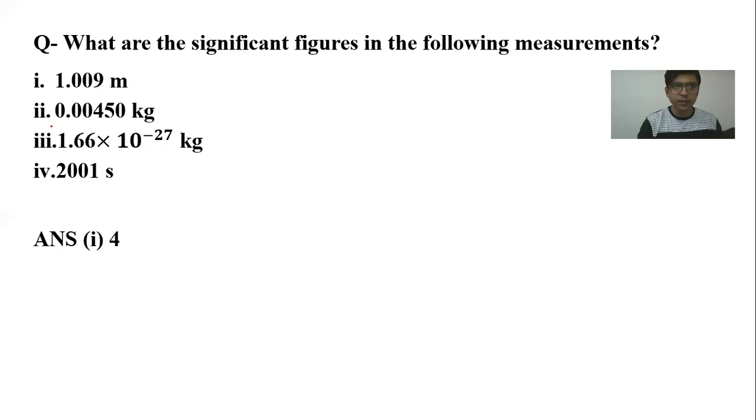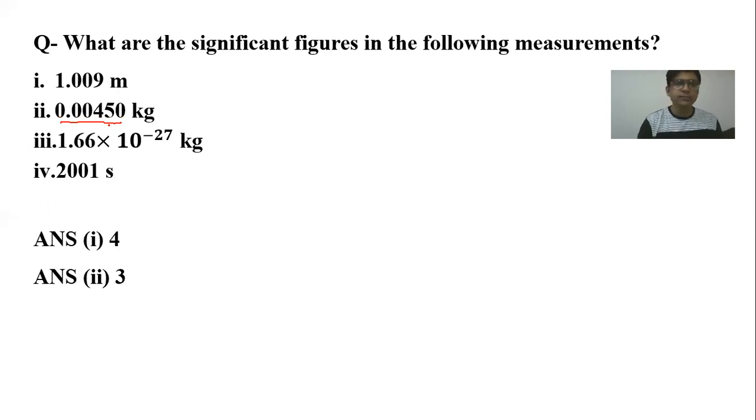The next answer is 3. Why is it 3? Because now we are talking about this number, 0.00450. Okay, so here how many significant numbers do we have? Just 450. These zeros are not considered significant, because zeros before non-zeros are not considered significant figures. So 1, 2, 3, these 3 zeros are not significant figures, but 4, 5 are significant. Okay, this 0 is also significant because it is after the decimal.